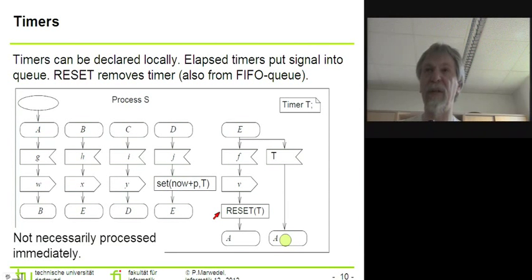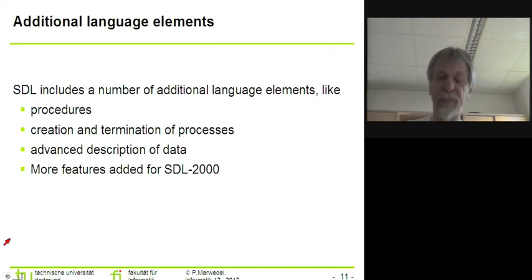Now we have seen that these timer signals are put into the FIFO queue, which means that these timer events are not taken care of necessarily immediately, because there could be already quite some inputs there in the FIFO queue, and the timer event would be processed only if processing is at its turn, and that means it could be delayed a little bit. So timers are appropriate more for soft time constraints than for hard time constraints.